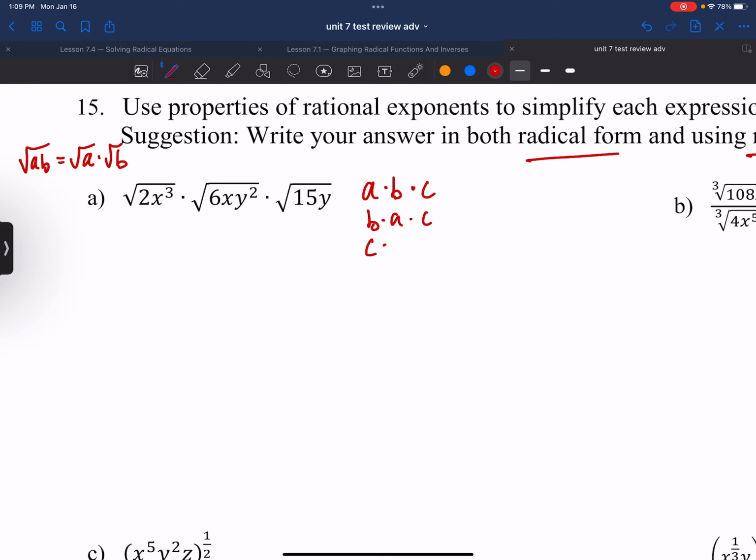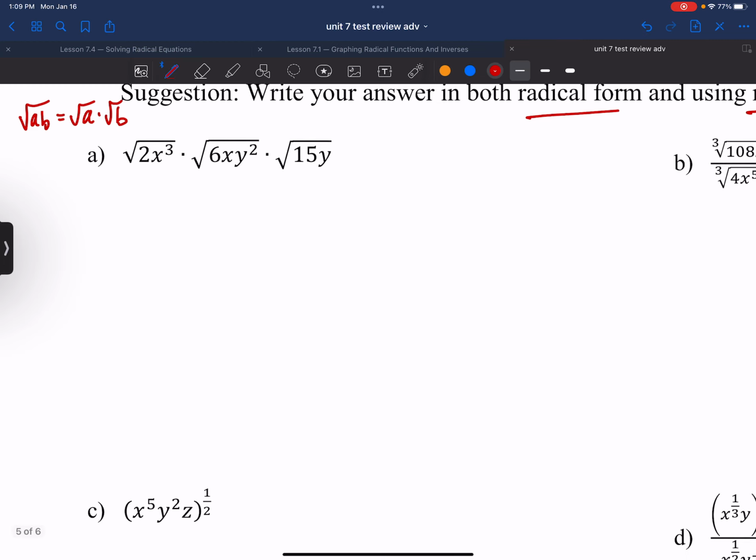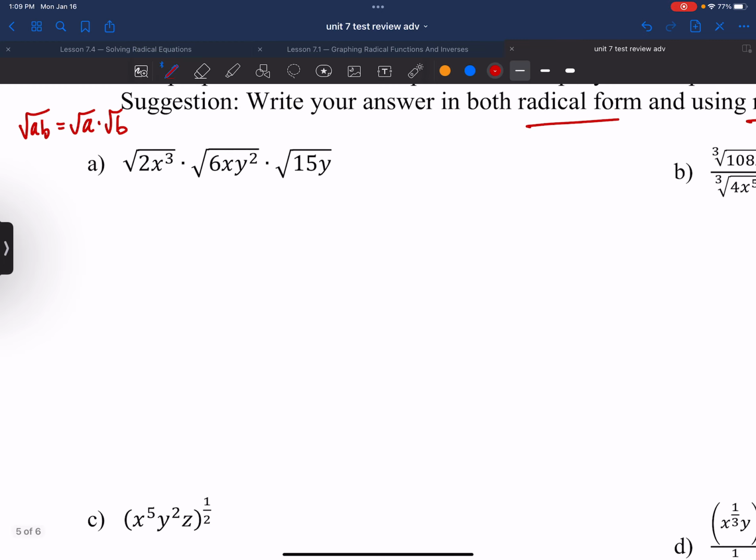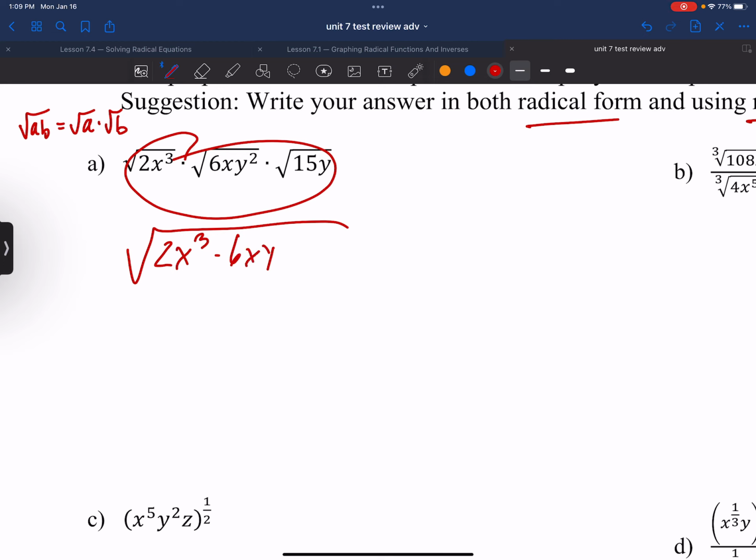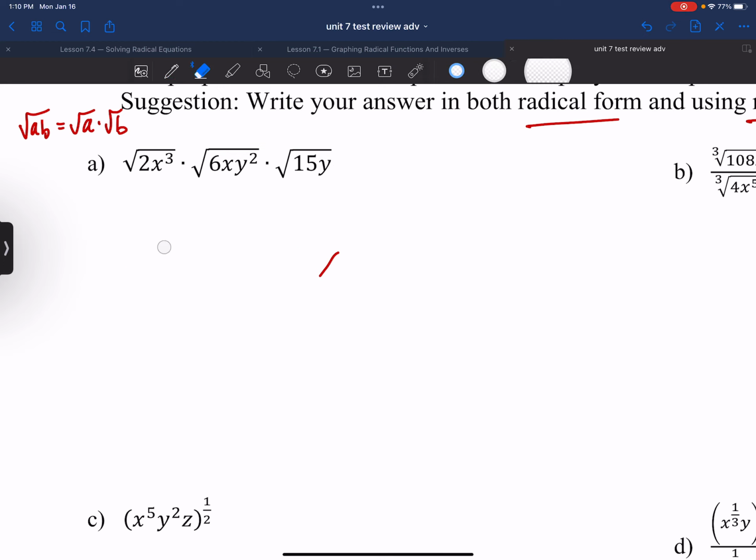It's the same as C times A times B. It does not matter in which order you multiply, because multiplication is, as we call, commutative. So all of this stuff could go under its own root, like so. I could say 2x cubed times 6y, and so forth. And you know what? Maybe for the notes, I'll write that.